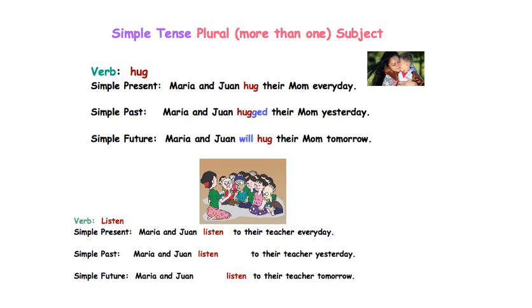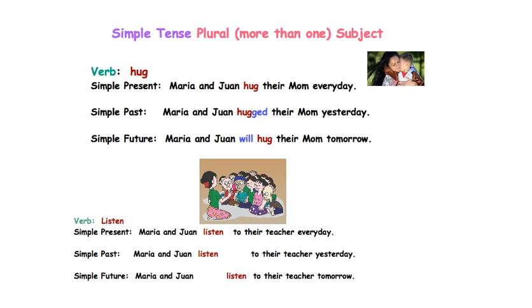On the next page, we'll be looking at the simple tenses, but this time, instead of just one subject, we're going to have more than one subject. In these cases, the subject is usually a person. So we have two subjects this time, Maria and Juan, and down here we also have Maria and Juan. So we're having the same verb tenses, the simple present, simple past, and simple future, but we're showing it for two people instead of just one. And the verb we're using is hug, and you can see by the picture what a hug is. It's when you're holding someone close.